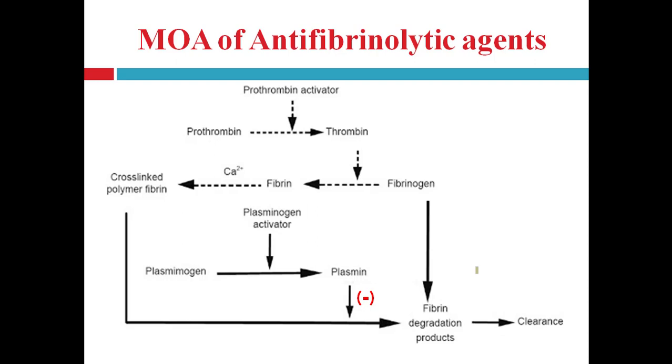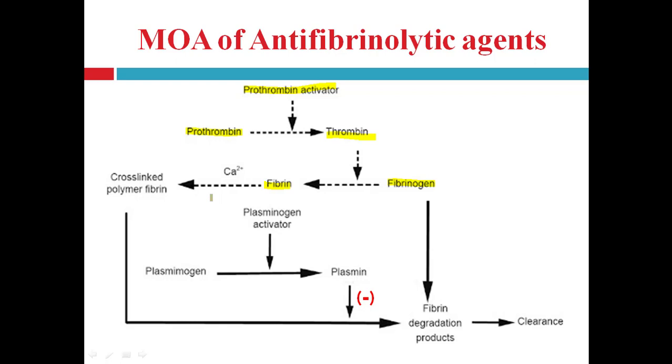As we know, this is the final step of the coagulation process. Prothrombin activator protein activates prothrombin to thrombin, and this thrombin causes the activation of fibrinogen to fibrin. And this fibrin forms a cross-linked polymer with blood cells, and forms the clot.